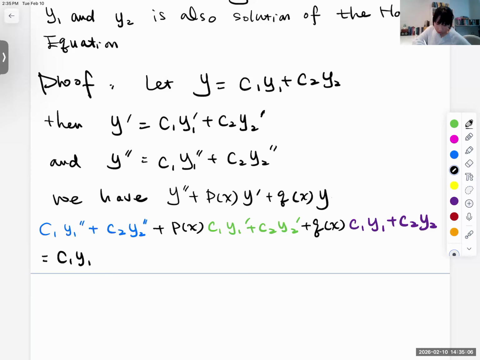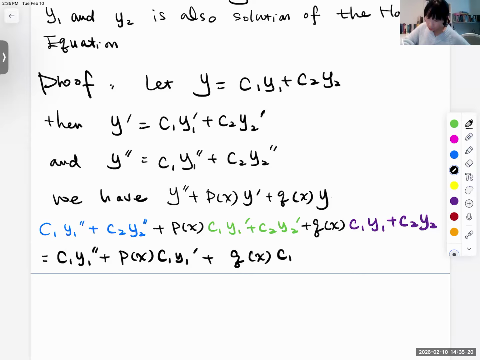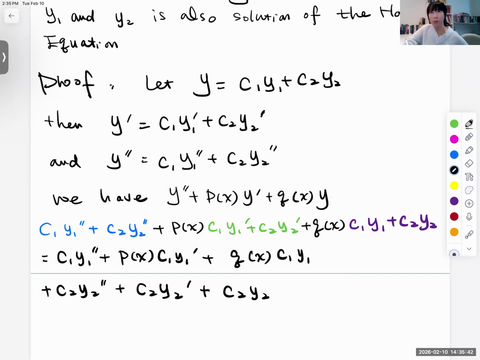c sub 1 y sub 1 second prime, plus p of x, c sub 1 y sub 1 prime, plus q of x, c sub 1 y sub 1. Then the second term, y sub 2, right? Plus c sub 2 y sub 2 second prime, plus p of x, c sub 2 y sub 2 prime, plus q of x, c sub 2 y sub 2. Okay.